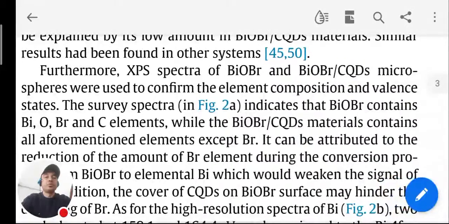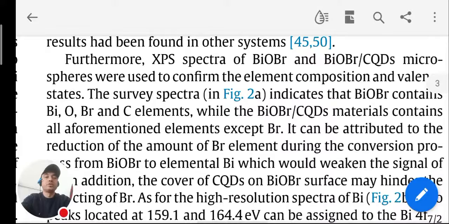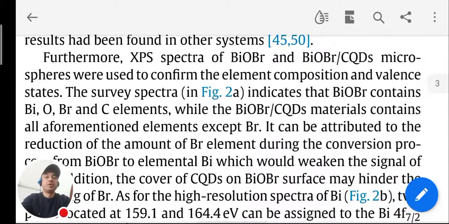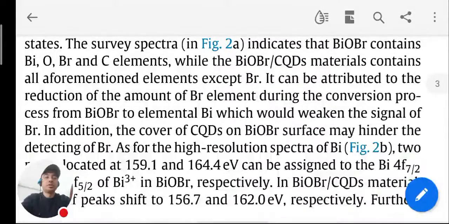Furthermore, XPS spectra of BiOBr and BiOBr carbon quantum dots microsphere were used to confirm the elemental composition and valence state. The survey spectra indicate the BiOBr contains Bi, O, and Br elements, while the BiOBr carbon quantum dot material contains all the aforementioned elements except Br. It can be attributed to the reduction of the Br element due to the conversion of BiOBr to elemental Bi, which would weaken the signal of Br. In addition, carbon quantum dots on the BiOBr surface may hinder the detection of Br.